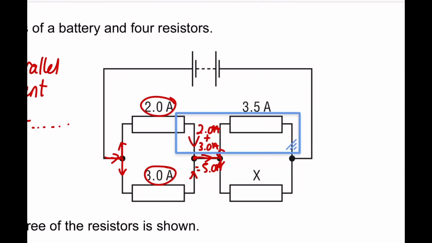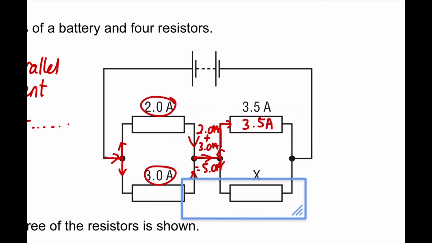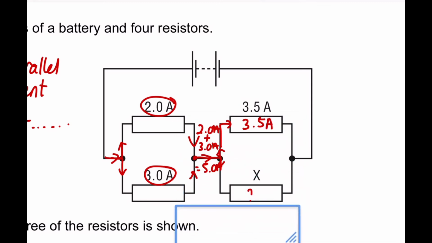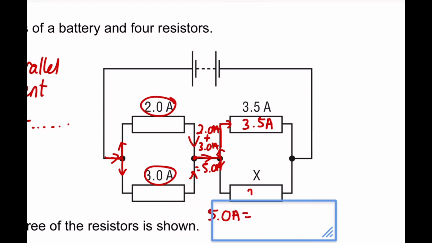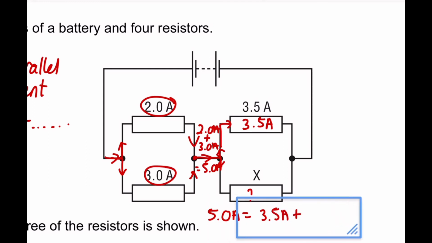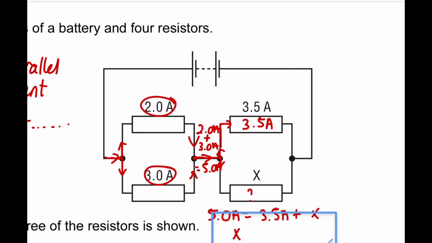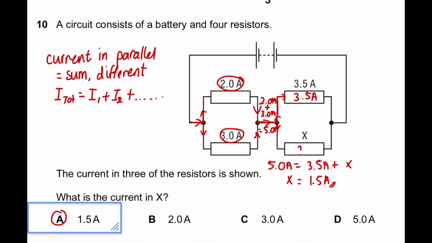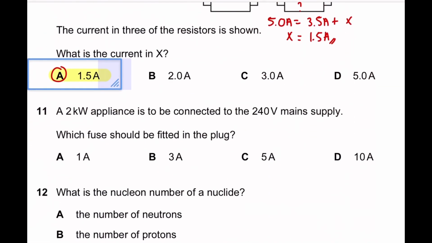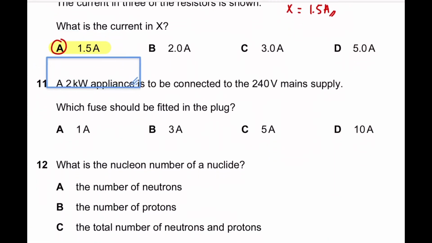We know that in this branch it is 3.5 amps. Now do we know this case? Yes, because we know that the main branch is 5 amps. We know one of the branches is 3.5 amps, and we don't know X. So make X the subject, and that will give you 1.5 amps. And we can see here the answer is A, 1.5 amps. Right, moving on to the next question.